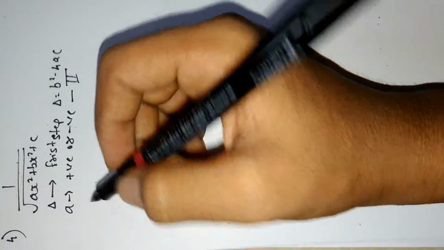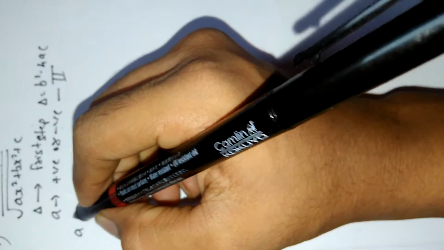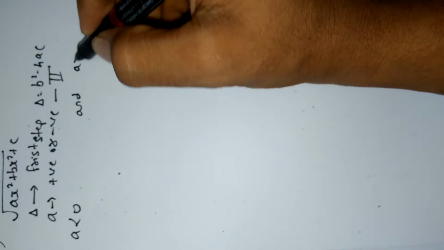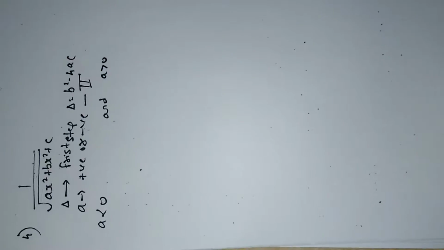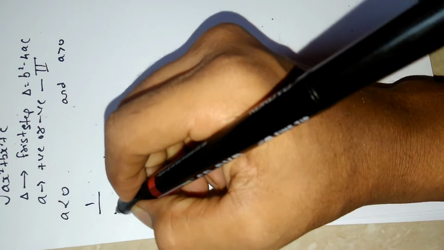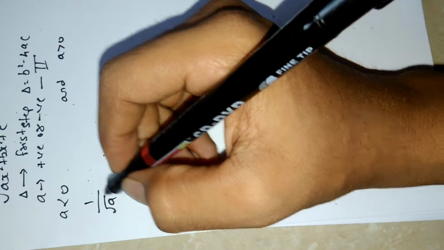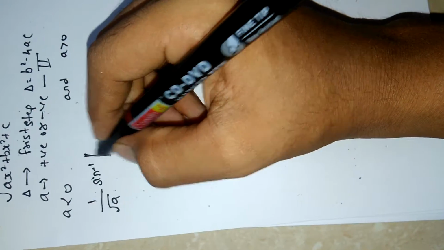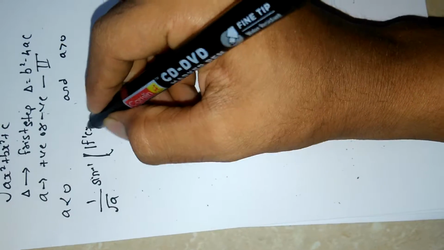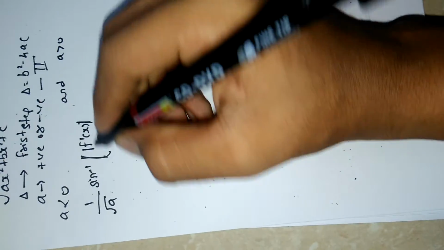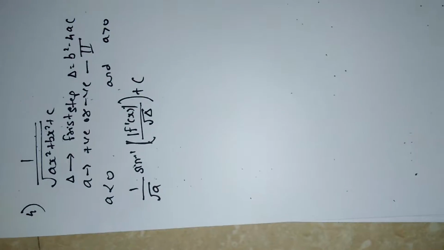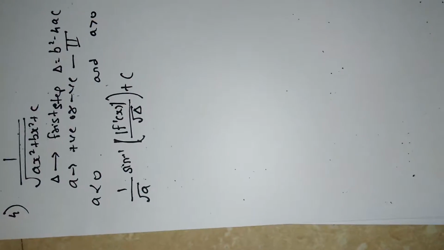So what if the value of a is less than 0, and what if the value of a is greater than 0? Two conditions I have to apply here. If the value of a is less than 0, we have to apply this formula: 1 upon under root of a, sine inverse of mod of f dash of x upon under root of theta, plus c. This is the answer when the value of a is less than 0.